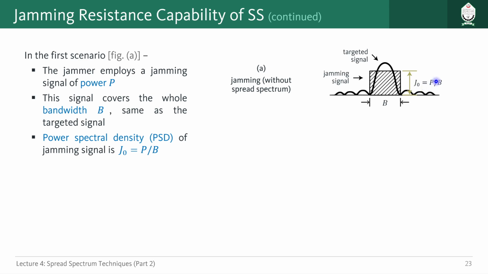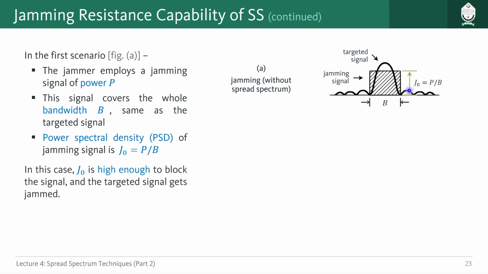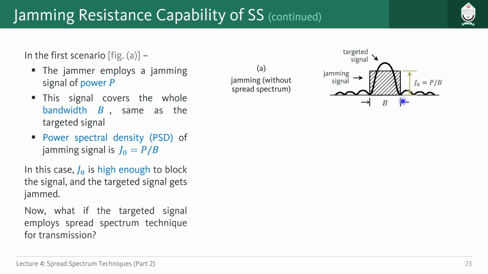which is P divided by B, the total amount of power divided by the bandwidth covered. So the value of J naught is quite high, and as a result it will successfully jam our targeted signal for this scenario.